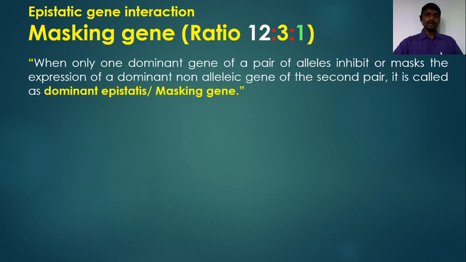When only one dominant gene of a pair of alleles inhibits or masks the expression of a dominant non-allelic gene of the second pair, it is called dominant epistasis or masking gene. Similarly, when only one dominant gene of a pair inhibits or masks the phenotypic expression of a dominant non-allelic gene of the second pair, it is called dominant epistasis.